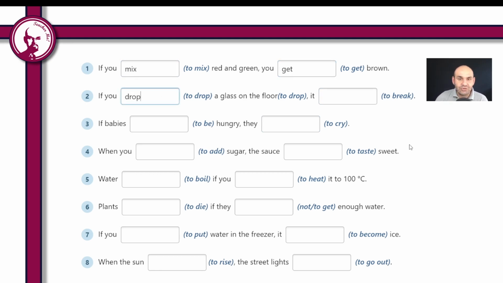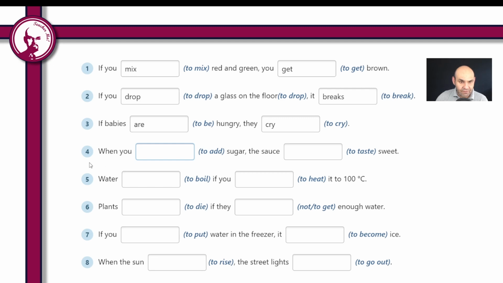If you drop a glass on the floor, it breaks. Good. It breaks. We have a third person singular subject here. Simple present, so we need to add s at the end of the verb. Tell me about number 3. You see we have the verb to be here. So we should use the present form of the verb to be. What are present forms of the verb to be? Am, is, are. So which one should I use here? Are. If babies are hungry, they cry.